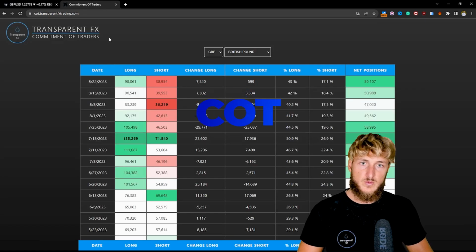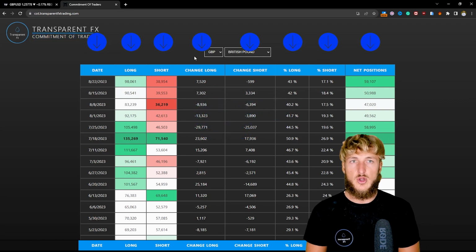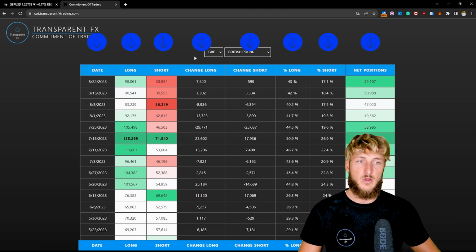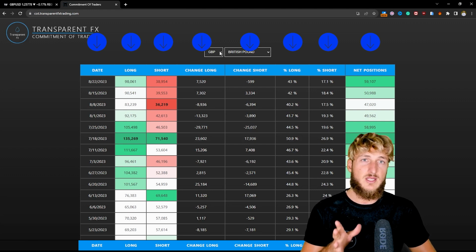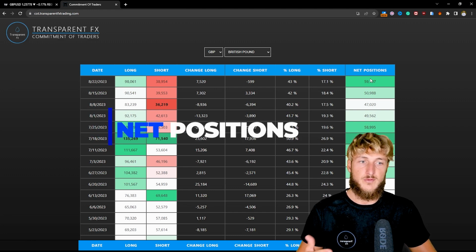Now, if we go and see what we have when it comes to the commitment of traders, so the COT data, which is what the non-commercials, so the biggest speculators in the market are doing, and we check the data precisely for the pound, we can see how with the last reports, net positions have been increased.